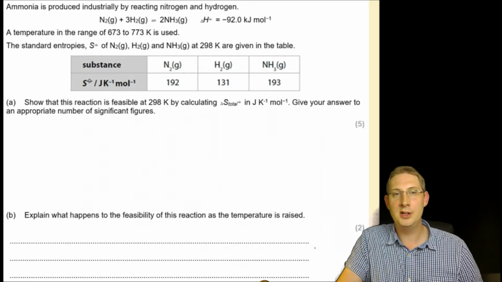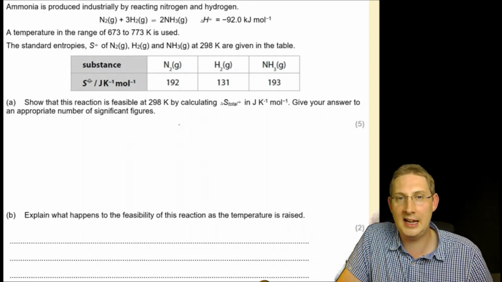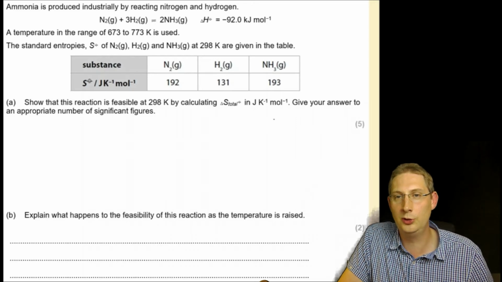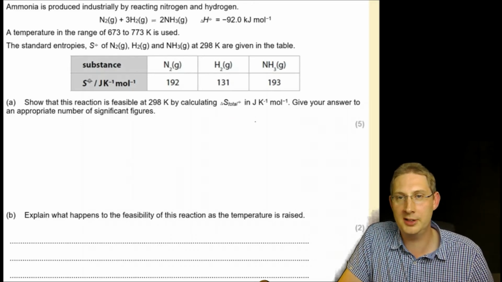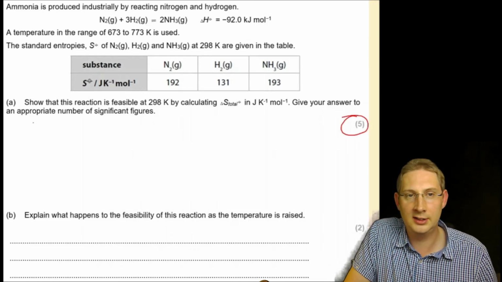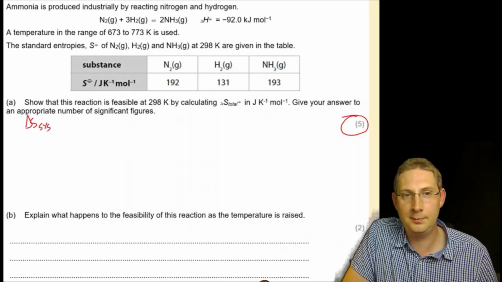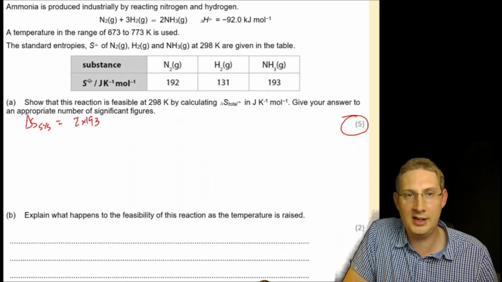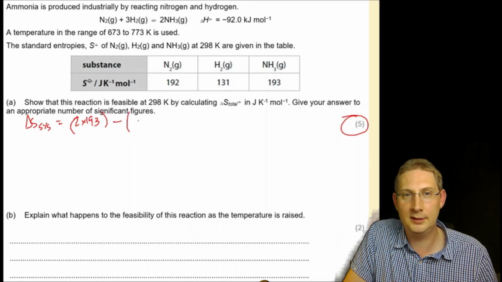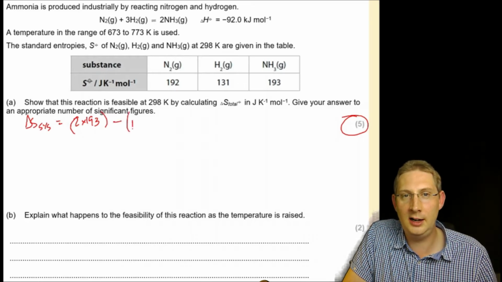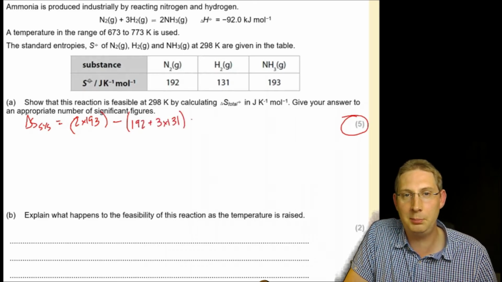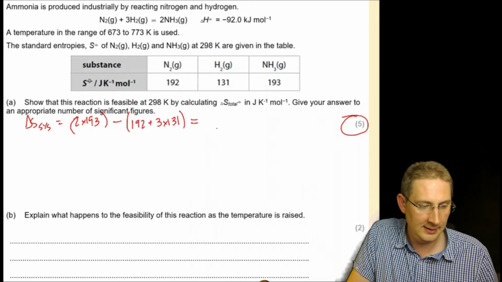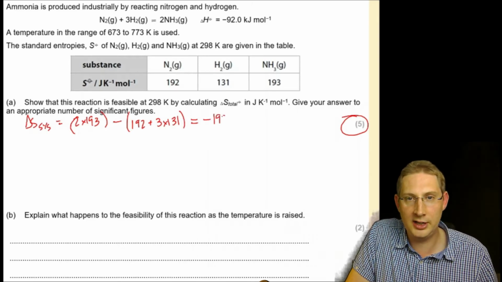So here's an example. Show this reaction is feasible at 298 Kelvin by calculating deltaS total in joules per Kelvin per mole, giving your answer to an appropriate number of significant figures. 5 marks. Okay, deltaS system is products minus reactants, so that is 2 times 193 minus reactants, which are 192 plus 3 times 131. Notice all these numbers are positive, so that's quite nice and easy, and that is minus 199 joules per Kelvin per mole.